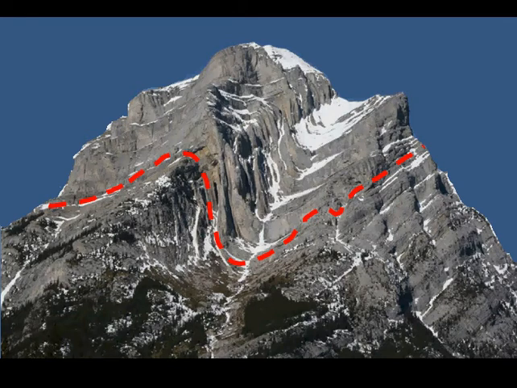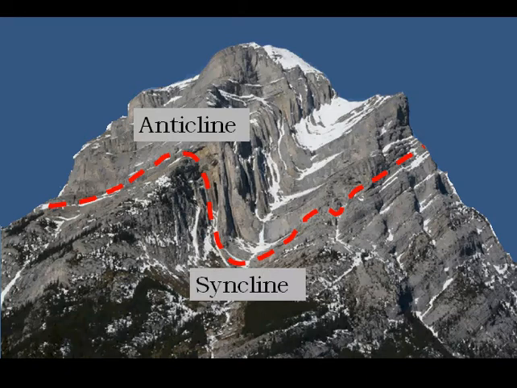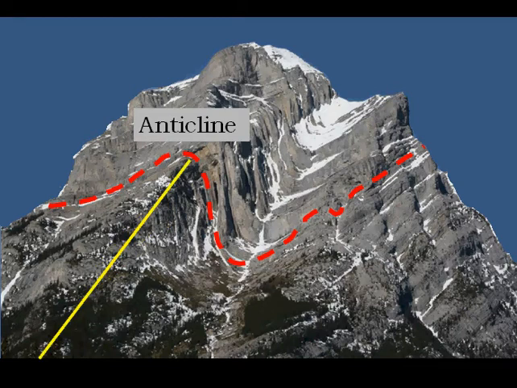The upward fold on the left is called an anticline, and the downward fold in the middle is called a syncline. These folds were formed when rock was pushing upward in the direction of the yellow arrow. The axis of the anticline or upward fold marks the end of the Lewis thrust.